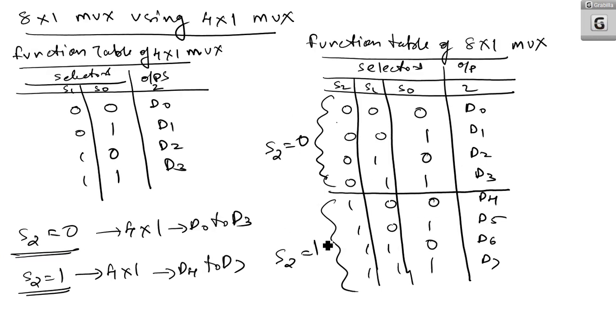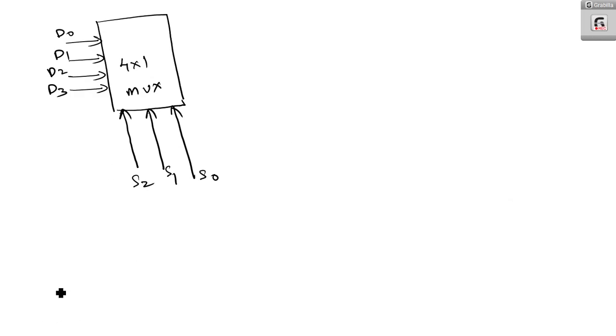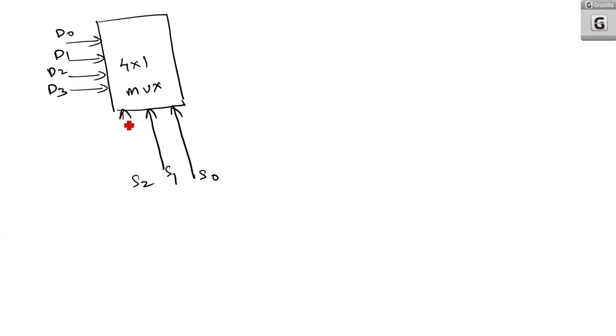Now this is the case with S2 equal to 1. So what am I getting as the output? If S2 is equal to 1, I am getting D4, D5, D6 or D7. So when S2 is equal to 0, what happens? You should make a NOT gate in between, directly to S2. I am making a NOT gate. When S2 is equal to 0, what happens? This will get triggered. Or when S2 is equal to 1, what happens? This will get triggered because it is basically a NOT gate.